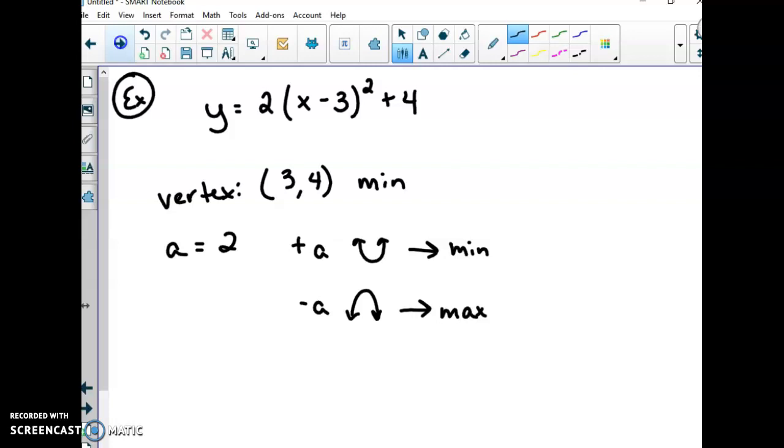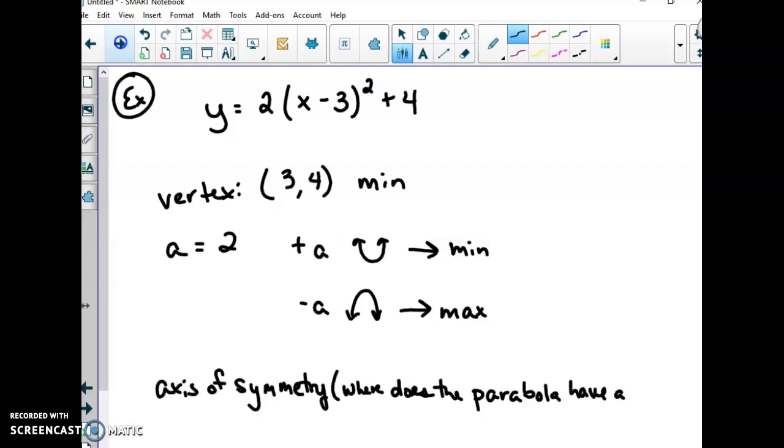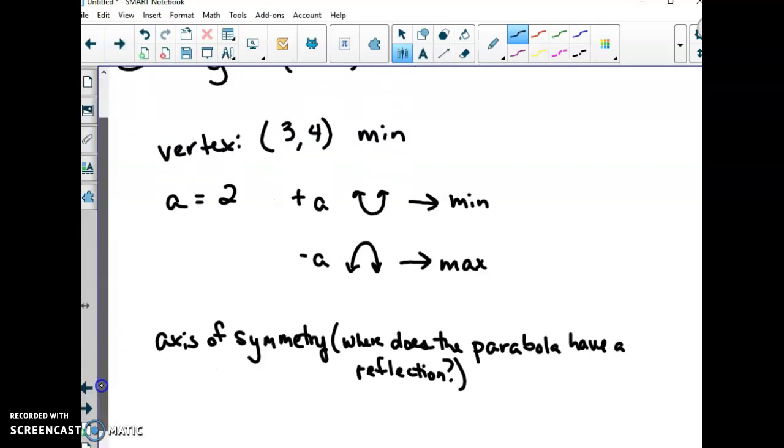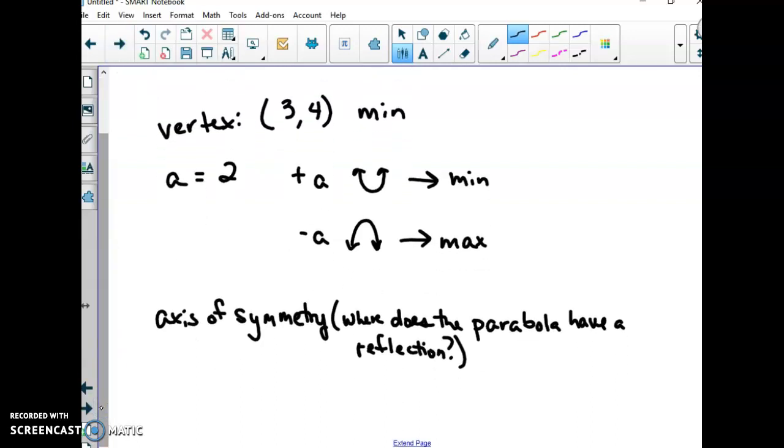The other thing that we need to talk about is the axis of symmetry. The axis of symmetry just determines where your parabola, if you were to cut it in half, would fold up and match up perfectly. That line is based off of your vertex. So this is the axis of symmetry. Where does the parabola have a reflection? The reason why I say this is based off of your vertex is because the axis of symmetry is going to be whatever your x coordinate is for your vertex. So in this case, our axis of symmetry is actually going to be located at x equals 3.